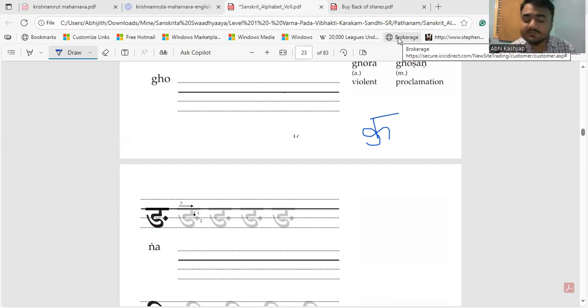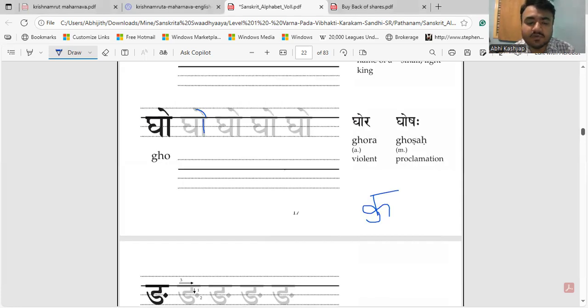Welcome everyone. Yesterday we made a start with learning the Varna Vichara, and we started learning the Lipi, and the Lipi is called Devanagari. In that we saw the two Vargas, the two bifurcations or classifications of the alphabets of Devanagari.